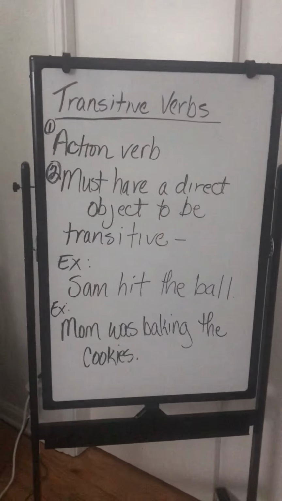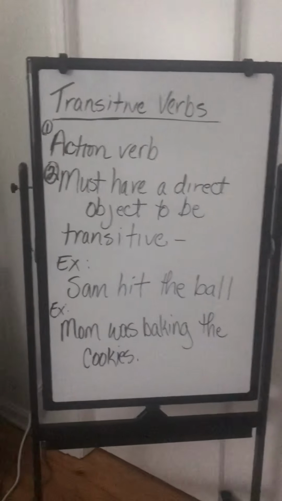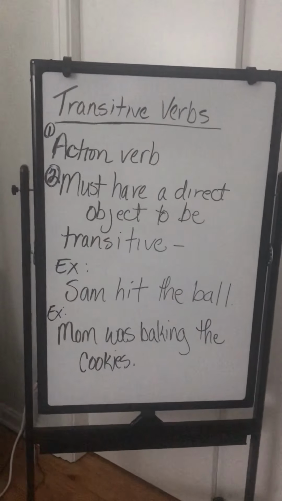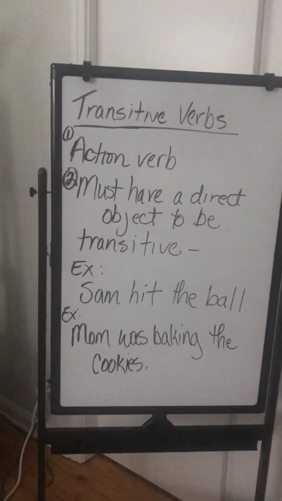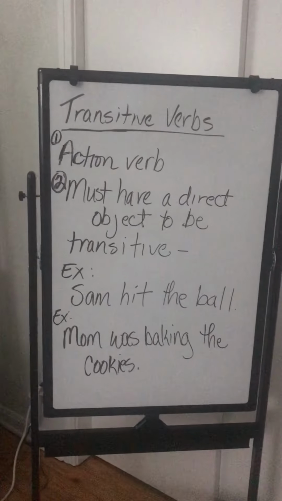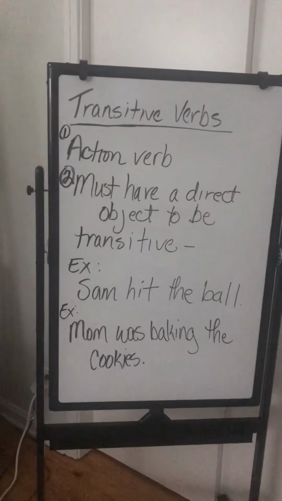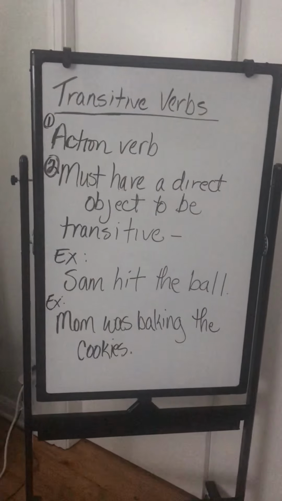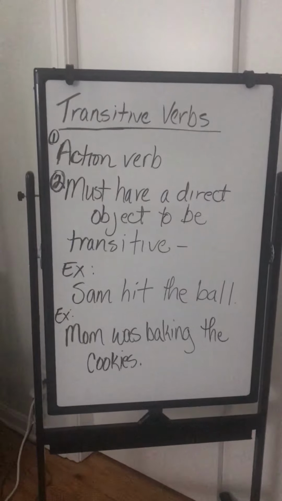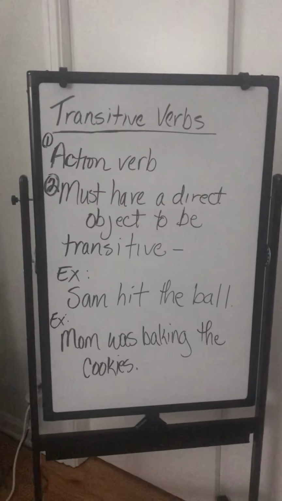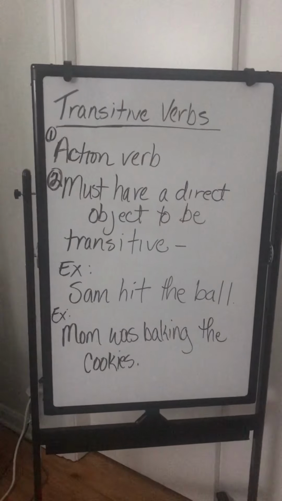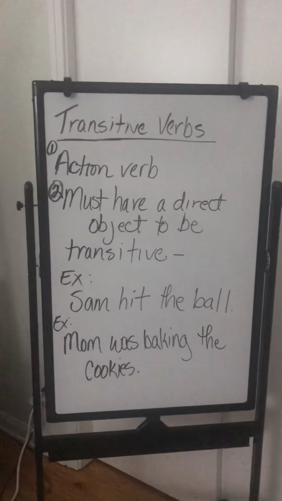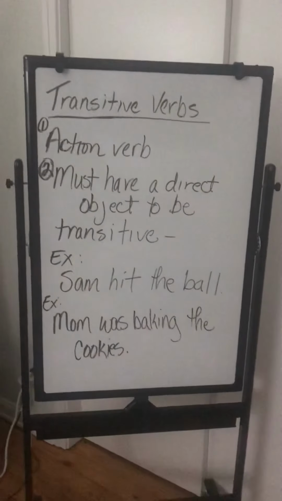So when you get to the intransitive lesson, it will be pretty easy because I'll show you some examples of where you still have an action verb, but you'll notice right away that you do not have a direct object. Instead of having a direct object at the end of the sentence, you're going to notice things like prepositional phrases or adverbs or something like that complete the sentence. But you'll notice that there is no direct object if it's intransitive.